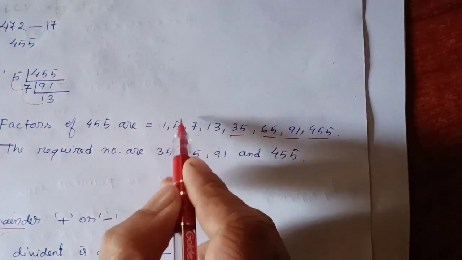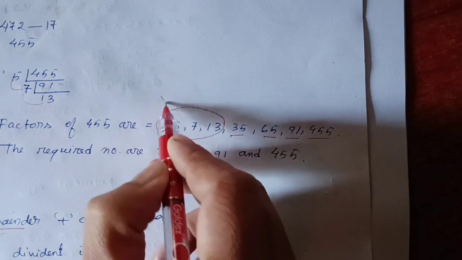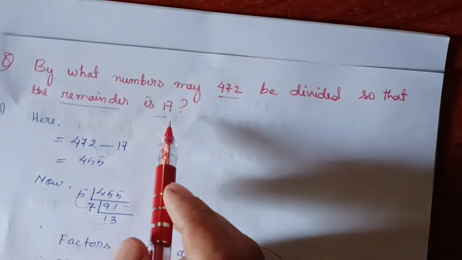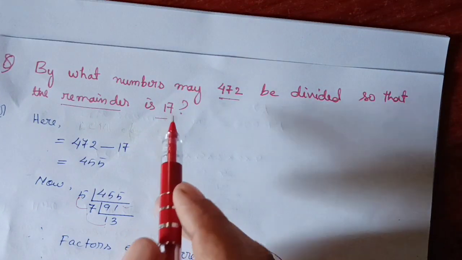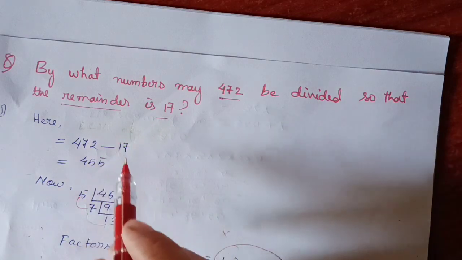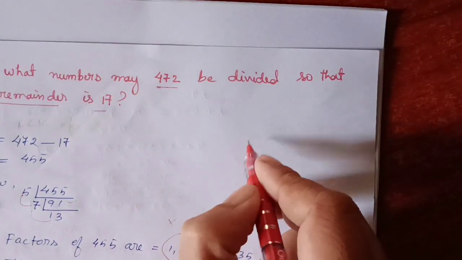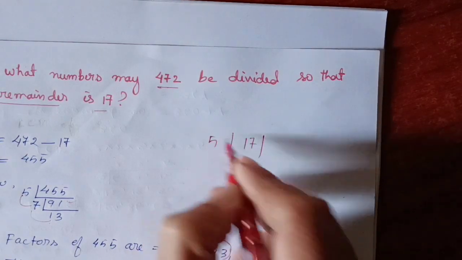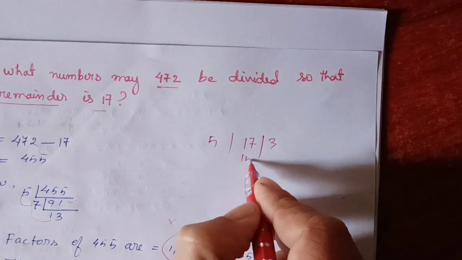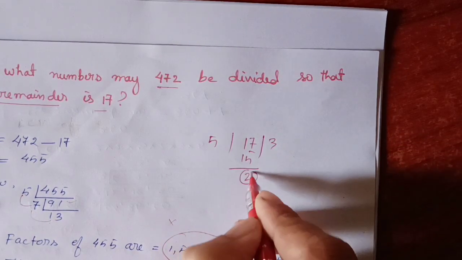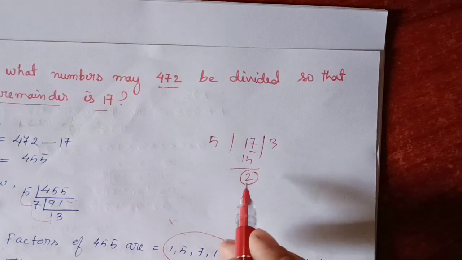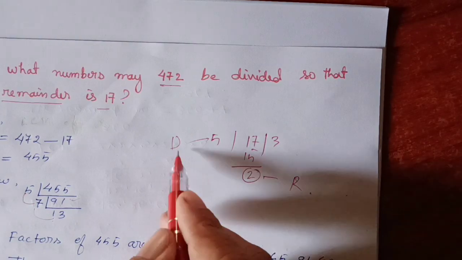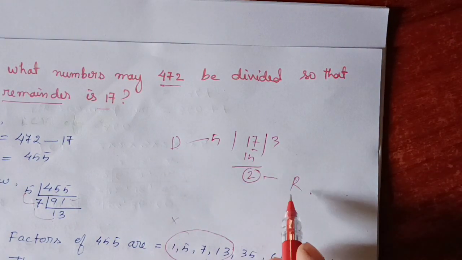Why do we select only these, and why do we omit the others? It simply means that the divisor should always be greater than the remainder. Here our remainder is 17, so we should select a number which is greater than 17. Let me give you one example. Suppose 17 is divided by 5, then 5 threes are 15. Now the remainder is only 2. So this clearly shows that divisor is always greater than remainder.